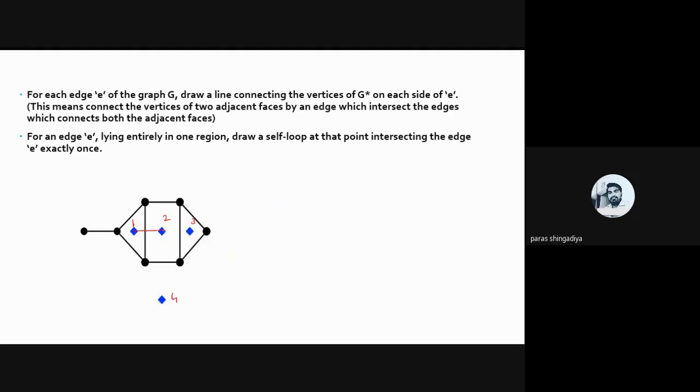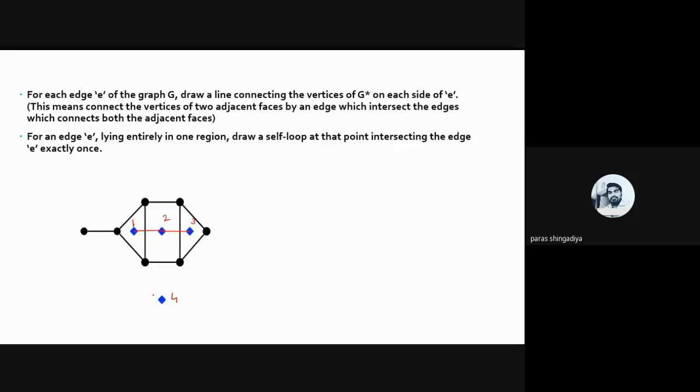So here 1 and 2 are adjacent by this common edge. So connect 1 and 2, crossing this edge. Similarly, 2 and 3 are also adjacent faces by this edge, but 1 and 3 are not adjacent. Okay, 1 and 3 faces are not adjacent faces, because there is no common edge between them. So 1 and 3 are not adjacent.